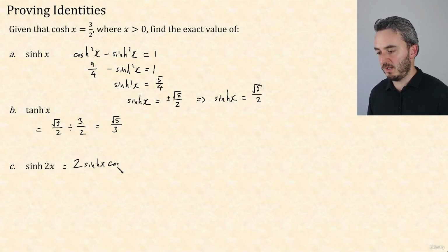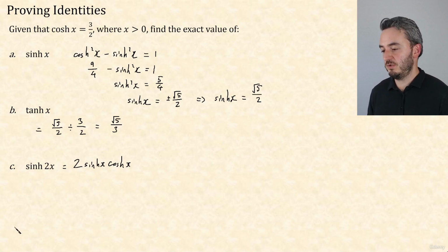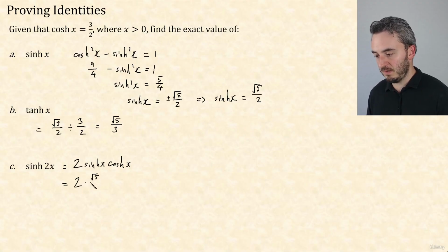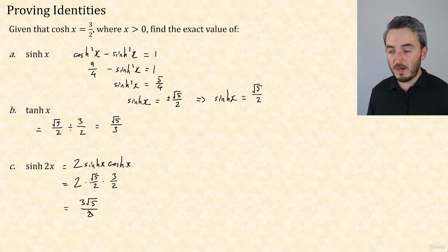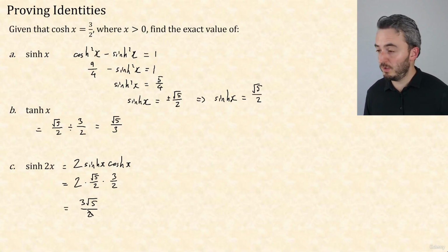Now, I just used Osborn's rule there. I know that sin 2x is 2 sin x cos x. I see no sine squares, so it's the same. It's just 2 sinh x cosh x. So what is that? It's 2 sinh x. We know that sinh x is root 5 over 2, and cosh x is 3 over 2, giving us, well, cancel, 3 root 5 over 2. So it's relatively easy to work our way through the values of other functions at the same point just by using the identities.